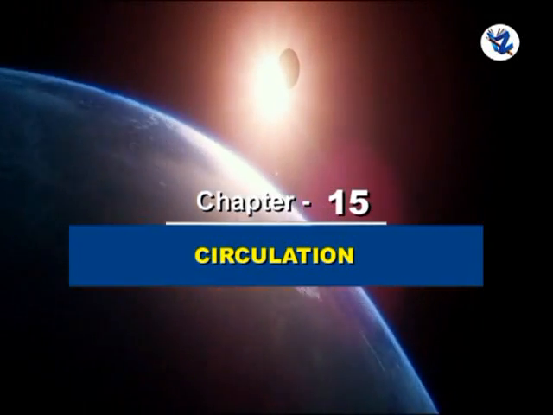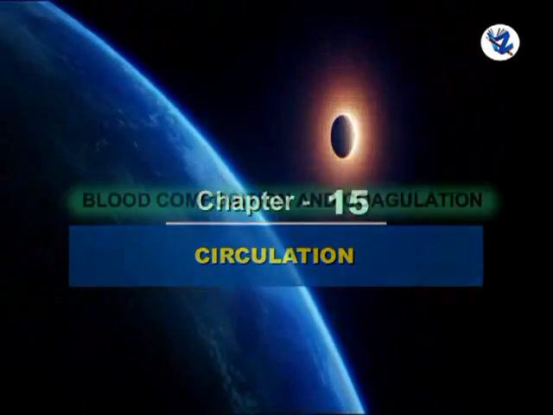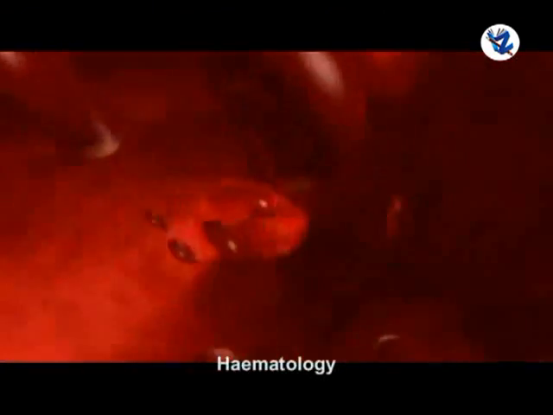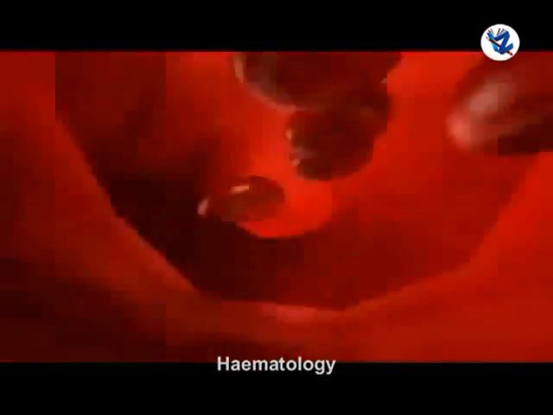15. Circulation. First we'll see blood composition and coagulation. Blood is the main circulating fluid in the human body. Study of blood is known as hematology. Blood is a fluid connective tissue derived from mesoderm.